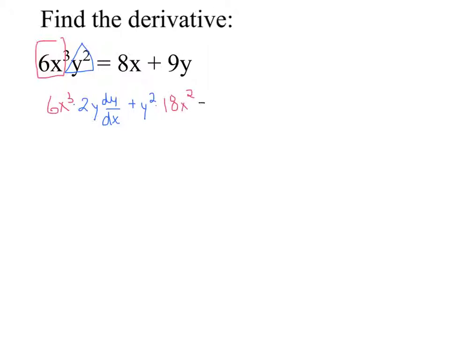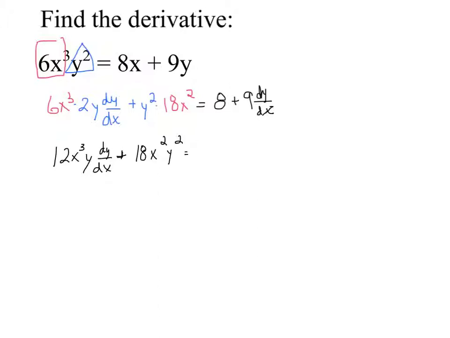From there, the derivative of 8x is 8. The derivative of 9y is 9 dy/dx. Okay. I might make a pass through here to simplify some things. 6x cubed multiplied by 2y becomes 12x cubed y dy/dx plus 18x squared y squared. The other side will stay exactly the same.